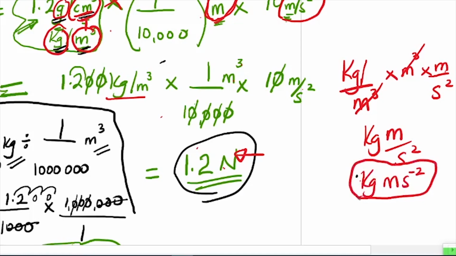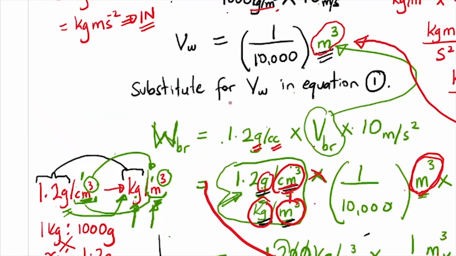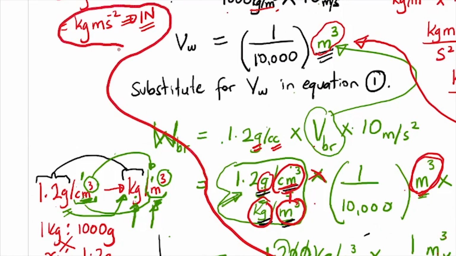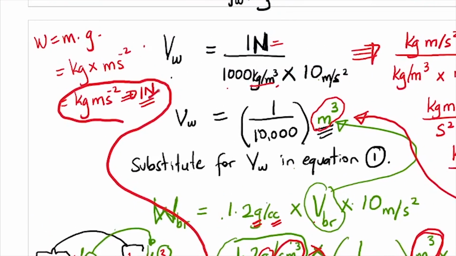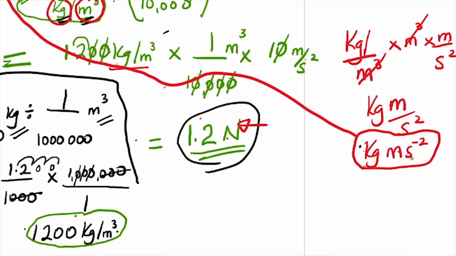Remember, this is what we got up here. Let me take you back up there. Right there, when we were saying that the 1 Newton comes from kilograms meters per second squared, you realize that here it's the same thing. We are having kilograms meters per second squared, and this is equivalent to 1 Newton, and that is why our answer here is in newtons.